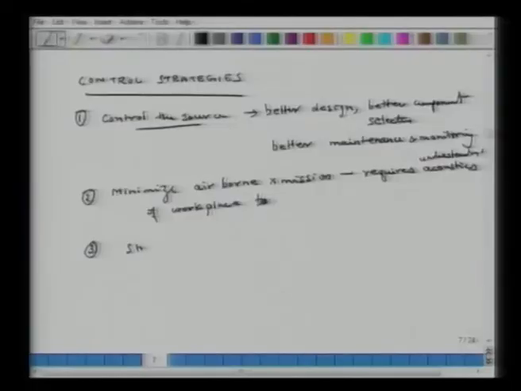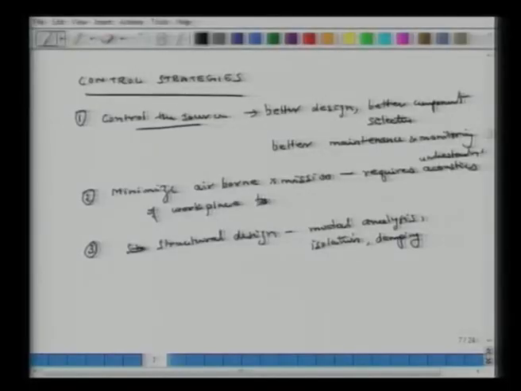So on the structural coupling side you have to do basically structural design. Modal analysis. Isolation. It does not have to be necessarily physical isolation, but isolation in the sense that sound and vibrations do not propagate easily. Isolation, damping, and so on and so forth. Right. And the final one is active noise cancellation.